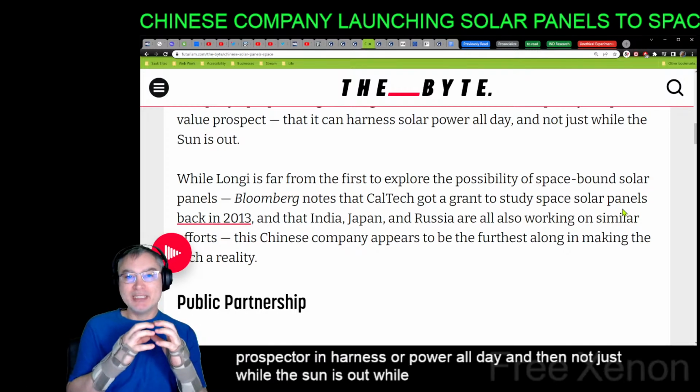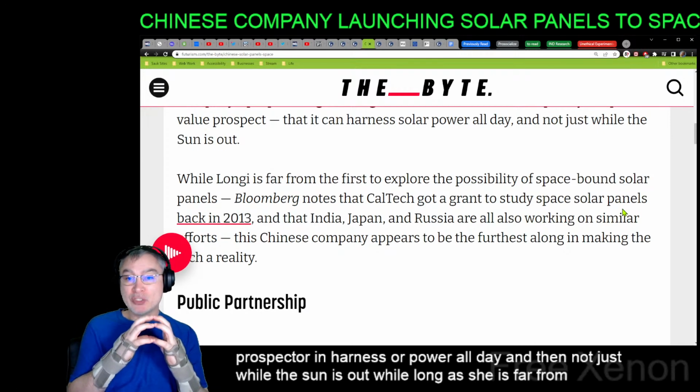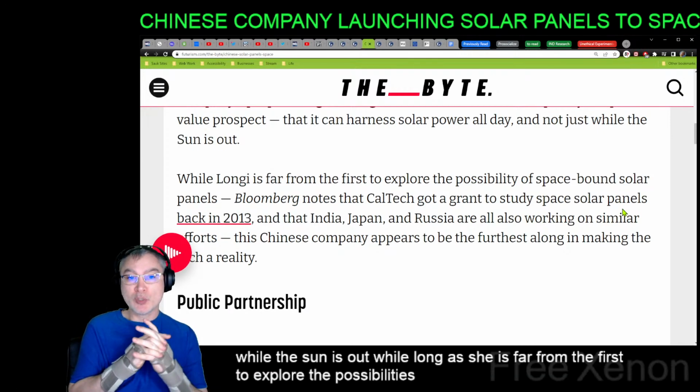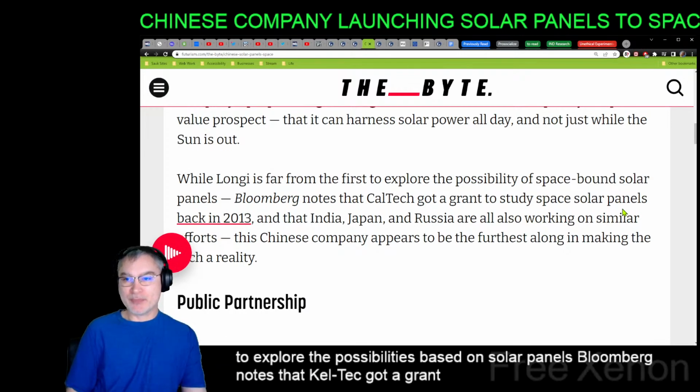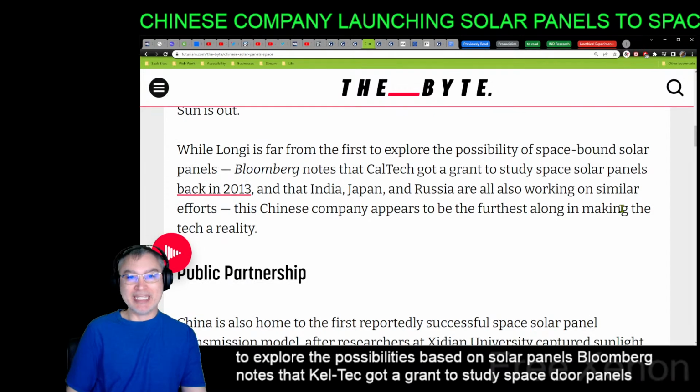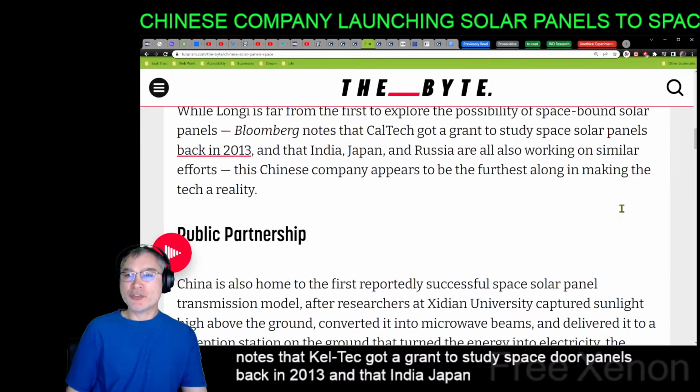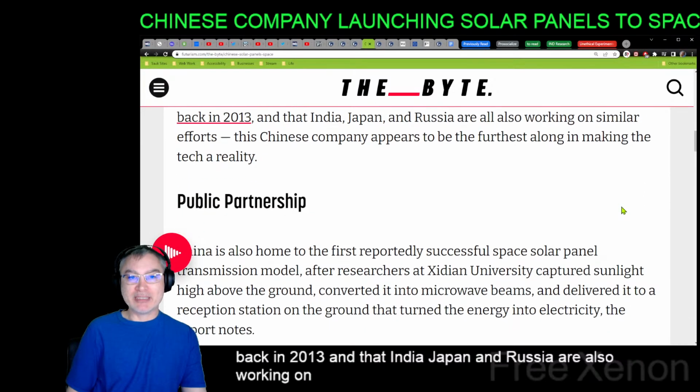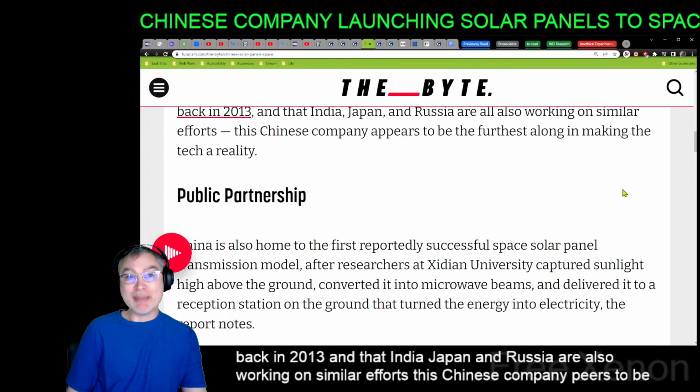While Longi is far from the first to explore the possibility of space-bound solar panels, Bloomberg notes that Caltech got a grant to study space solar panels back in 2013, and that India, Japan, and Russia are also working on similar efforts. This Chinese company appears to be the furthest along in making the tech a reality.